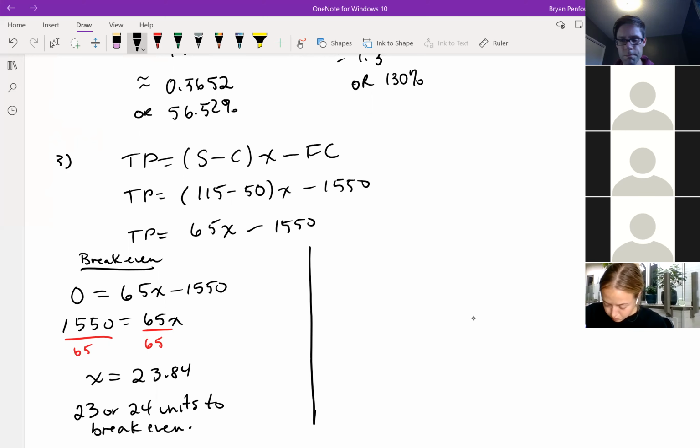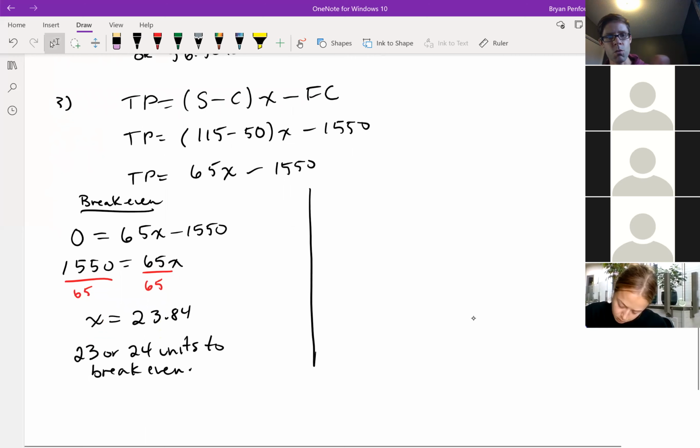Yeah, so if you had said 23 shoes or 24 pairs of shoes, that's perfect. That's exactly what we're looking for. We probably wouldn't input this answer as 23.84 because we can't really sell 0.84 of a shoe. So either 23 or 24, I would be happy with that.